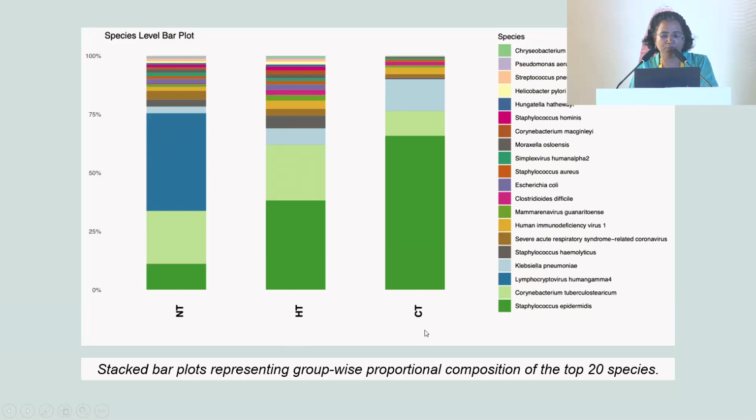is the chemotherapy group. The chemotherapy group depicted a staph epidermidis rich microbiome with an increase of Klebsiella and Corynebacterium, which was not seen in the no treatment group, where there was a decrease in staph epidermidis and an increase in a virome genome, which is lymphocryptovirus human gamma 4, and this showed that chemotherapeutic agents actually change the microbiome and decrease the richness.